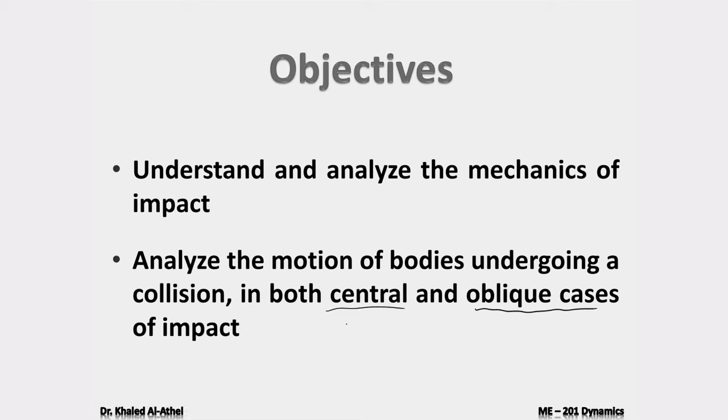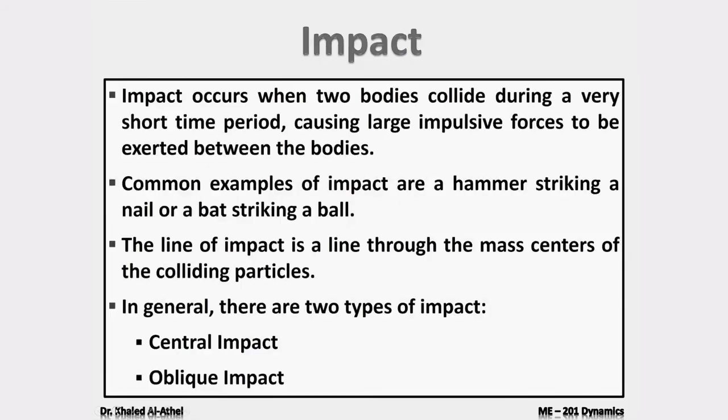So this case of central impact was done in the previous module. Now we are going to go for oblique impact. Just as a summary, things that we have mentioned before in the previous module, impact usually occurs when two bodies or two particles collide during a very short period of time, causing large impulsive forces to be exerted between the two objects. One thing that we need to define is the line of impact. To refresh your memory, this is the line that connects the center of masses for both particles. So based on the definition of the line of impact, we are going to differentiate between central impact, which we did last time, and oblique impact, which we are going to discuss in this module.